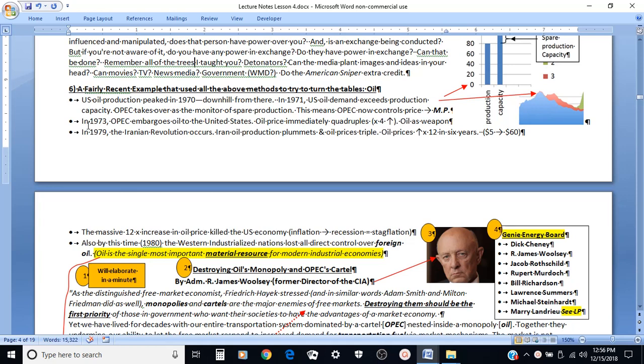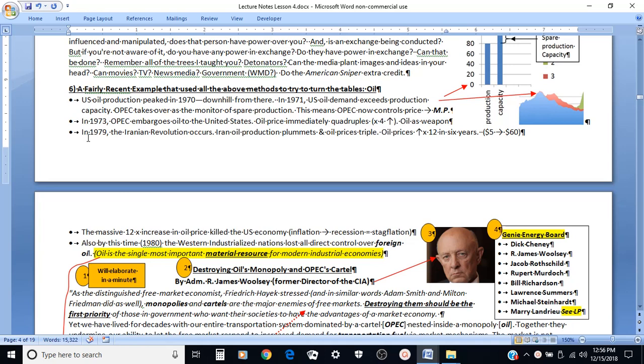Now, in 1973, there was the Yom Kippur War, and we supported Israel. Because of that, OPEC embargoes oil to the United States. Oil prices in the United States immediately quadruple. They go up 4 times. And this killed our economy. Oil then is realized and used as a weapon.